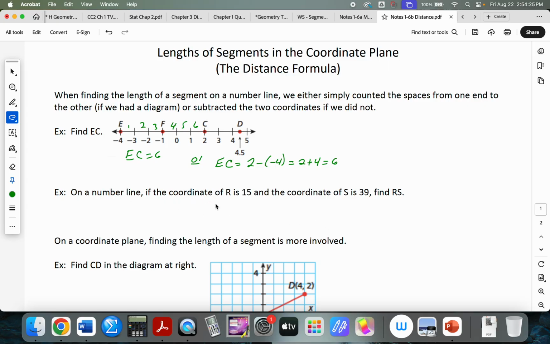Here, on a number line, if the coordinate of R is 15 and the coordinate of S is 39, notice this talks about coordinates, but it doesn't talk about midpoints anywhere, does it? So you don't use that midpoint formula. We're just going to subtract the coordinates. The length of RS is going to be 39 minus 15, which is 24.